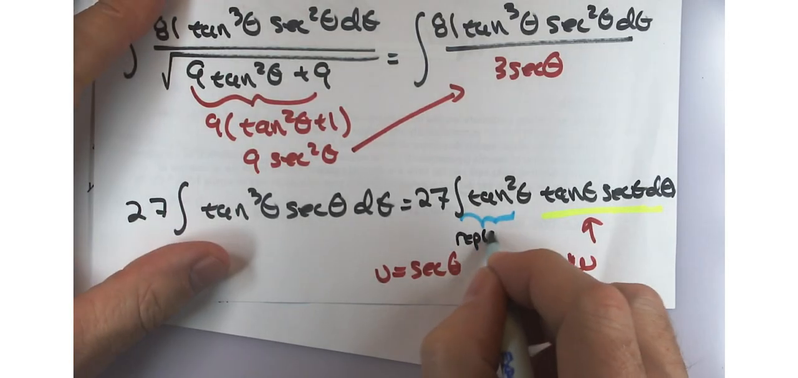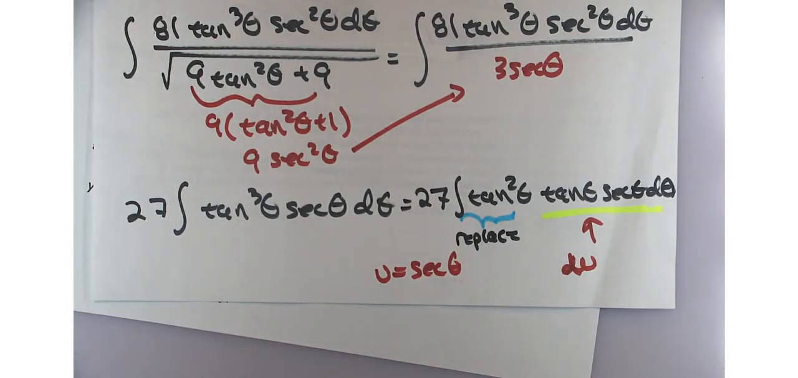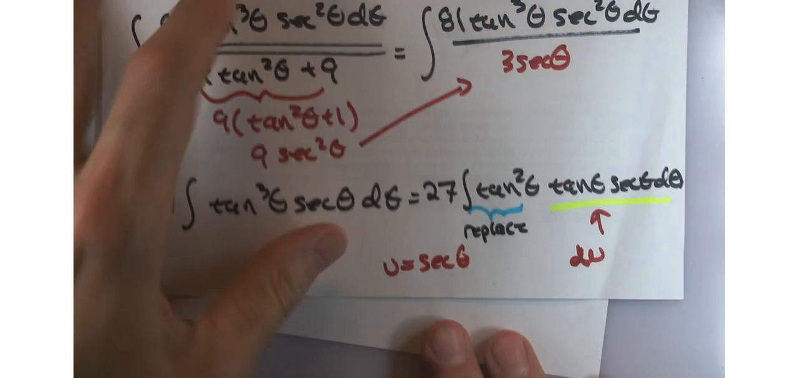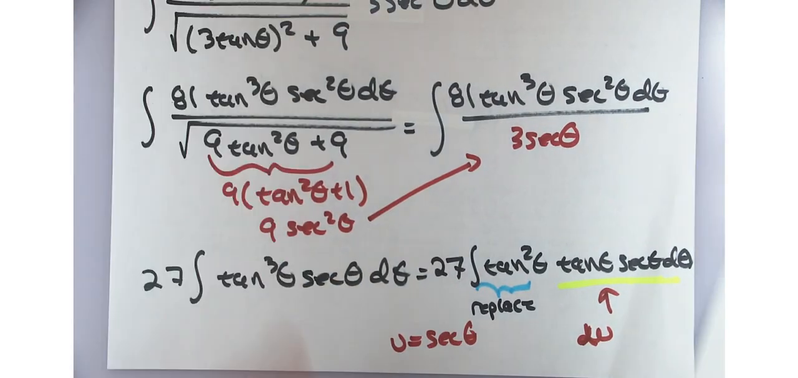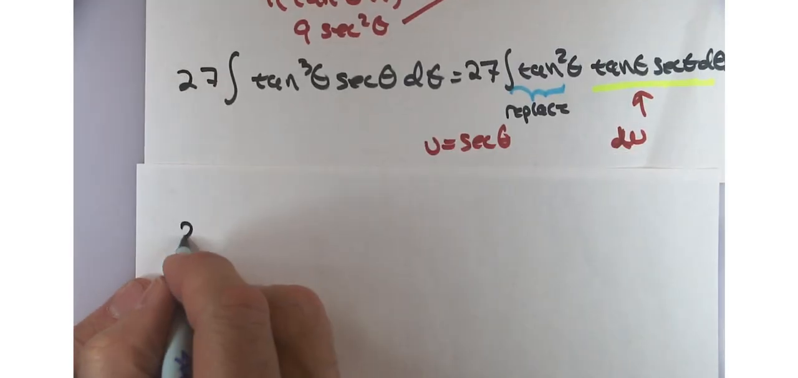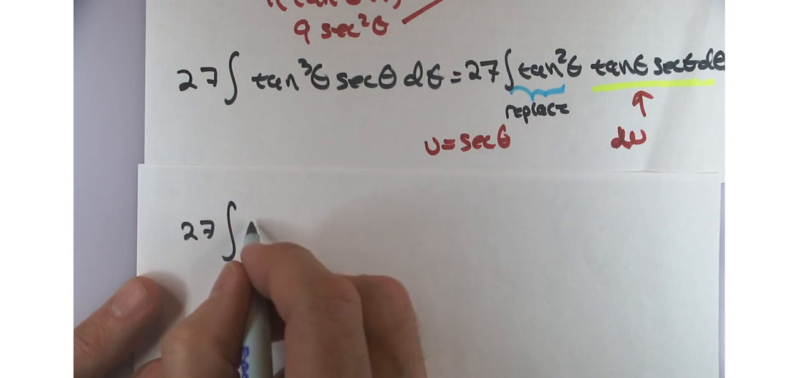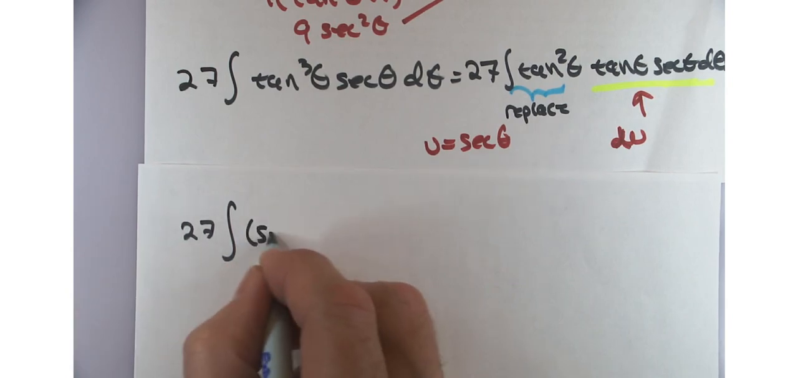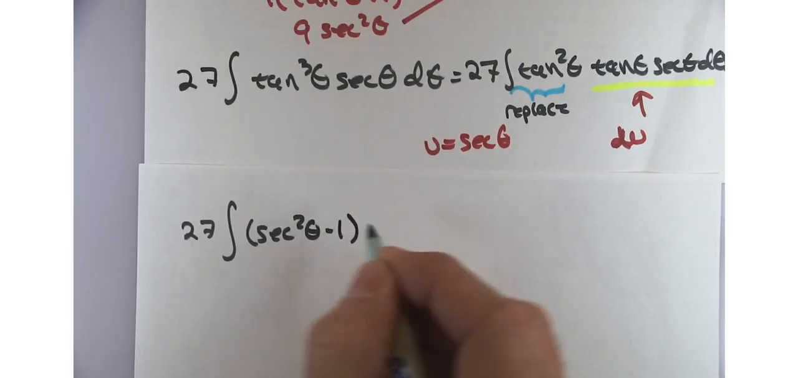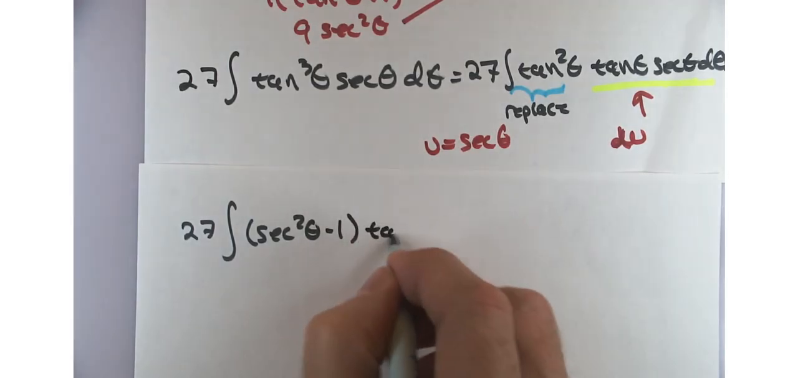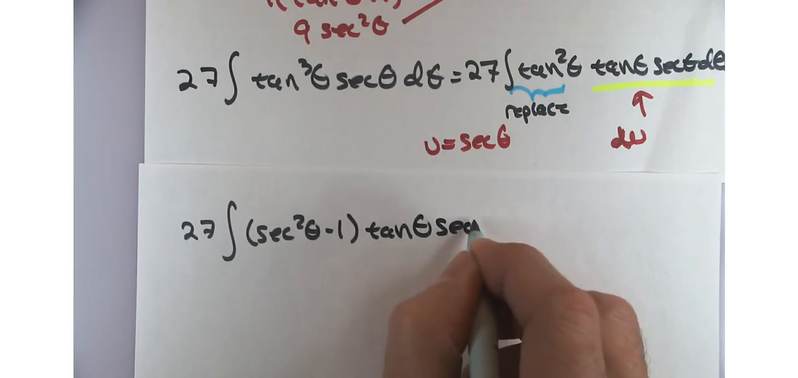What am I going to replace tangent squared of theta with? Secant squared theta minus 1. Nice. So I need to move on to another sheet here. I want to keep that one around. You're going to want to keep that one around on your homework just for convenience sake. So that's going to be secant squared of theta minus 1 times tangent of theta times secant of theta times d theta.